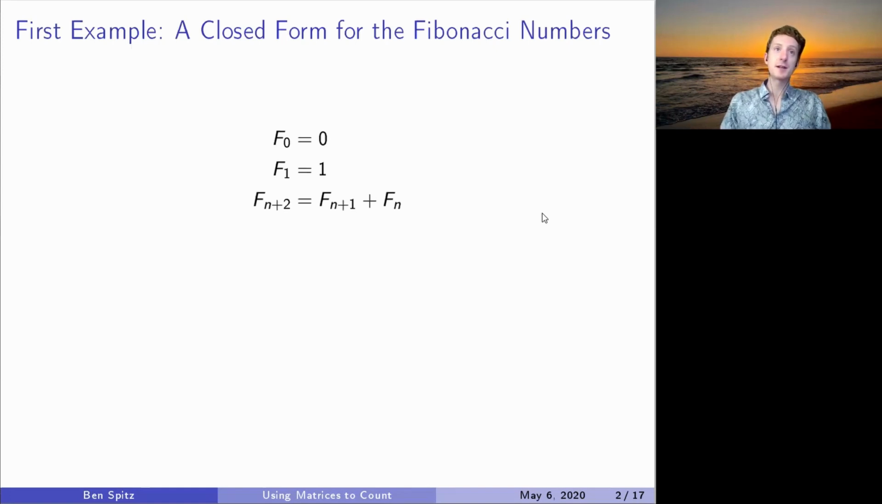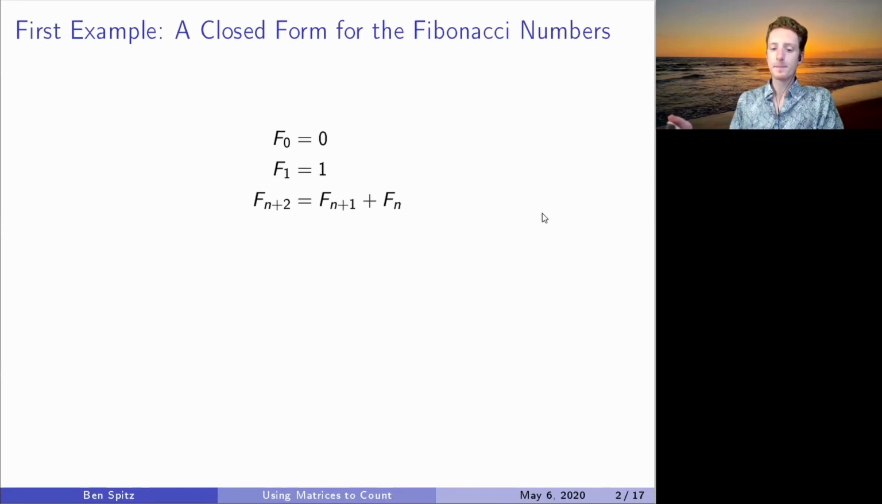So the Fibonacci numbers are defined like this. The 0th Fibonacci number is 0, the next Fibonacci number is 1, and then to get the next Fibonacci number after that, you add the previous 2, and you keep doing that. You always add the previous 2 numbers to get the next one. So it would go 0, 1, 1, 2, 3, etc.